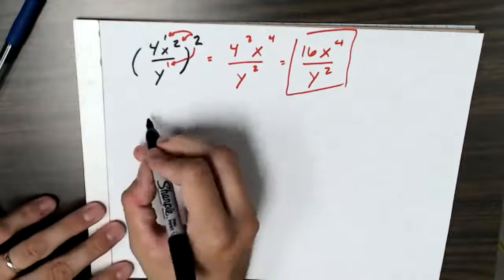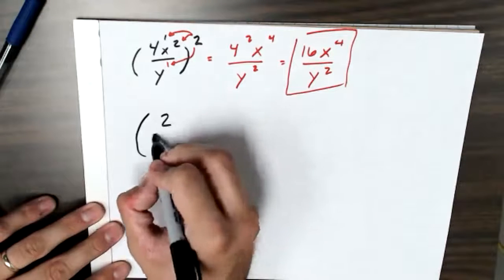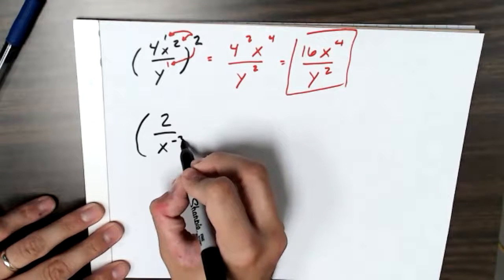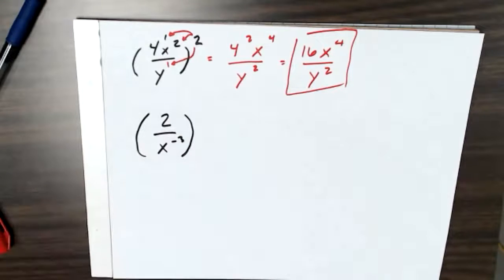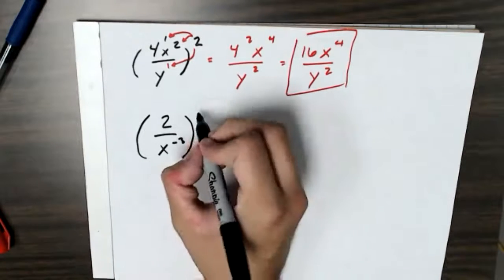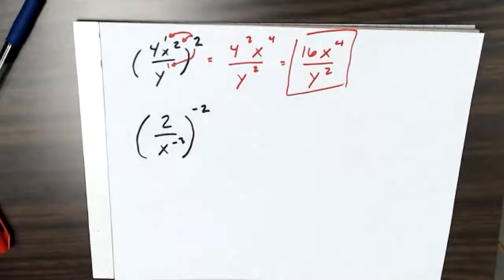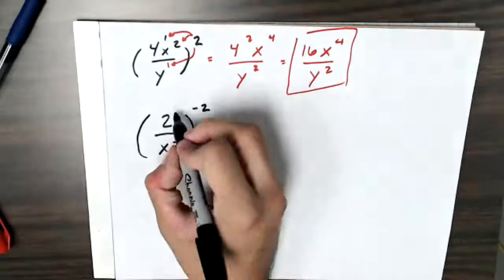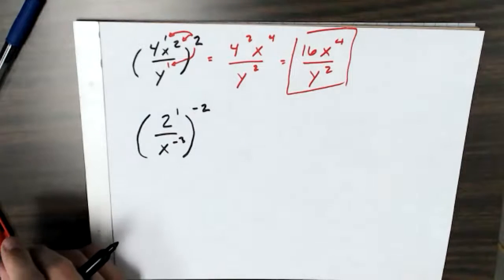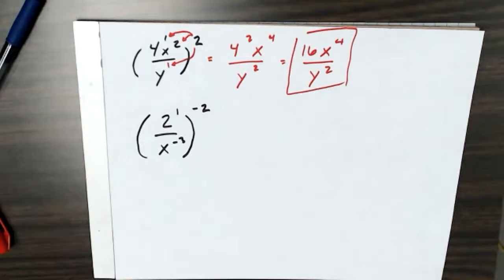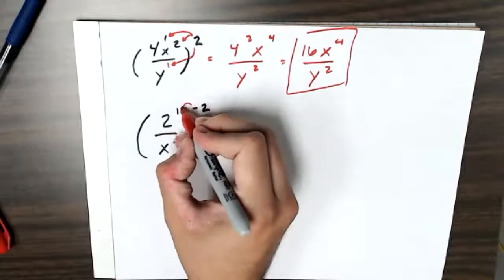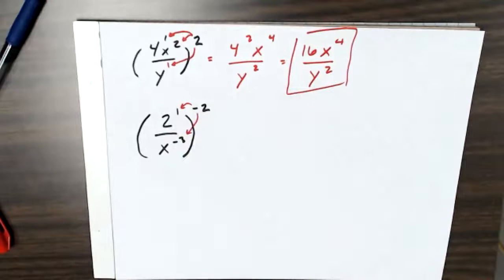Okay. Let's say we've got 2 over x to the negative 3, but we're going to raise this one to a negative power. We'll say negative 2. So 2 over x to the negative 3, but I'm going to raise it to the negative 2. I'm going to start it off the same way. I'm going to think of this as 2 to the first power, right? Now, I want you to try this one. So distribute the negative 2 to both the exponents, and then simplify it completely.